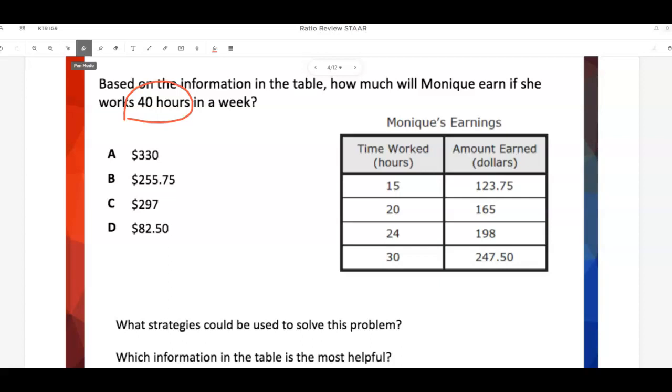Okay, she works 15 hours and gets $123, but if she works 20, she gets less. That's more. Oh, I know. Okay, so hours times what she makes per hour is what she brings home. That's one way to do it.